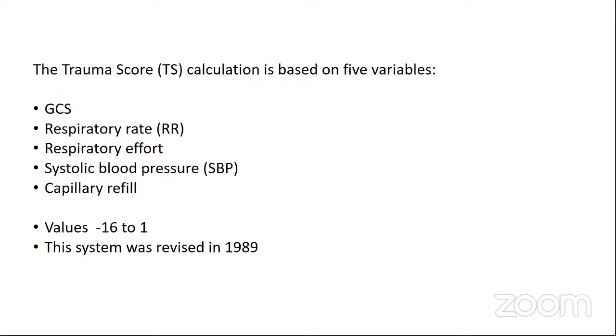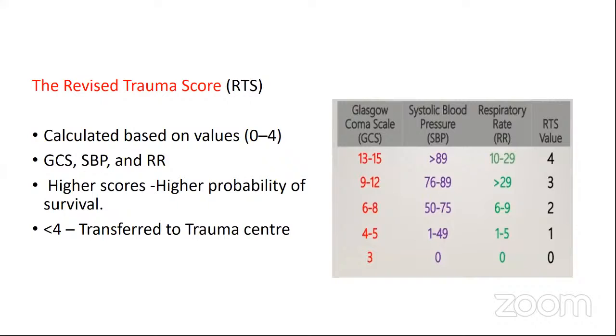Initially, we calculated the trauma score based on 5 variables: GCS, respiratory rate, respiratory effort, systolic blood pressure, and capillary refill time. The values ranged from 1 to 16. But there were some lacunae in that, so we revised the trauma score in 1989 and changed it to the RTS, or revised trauma score.